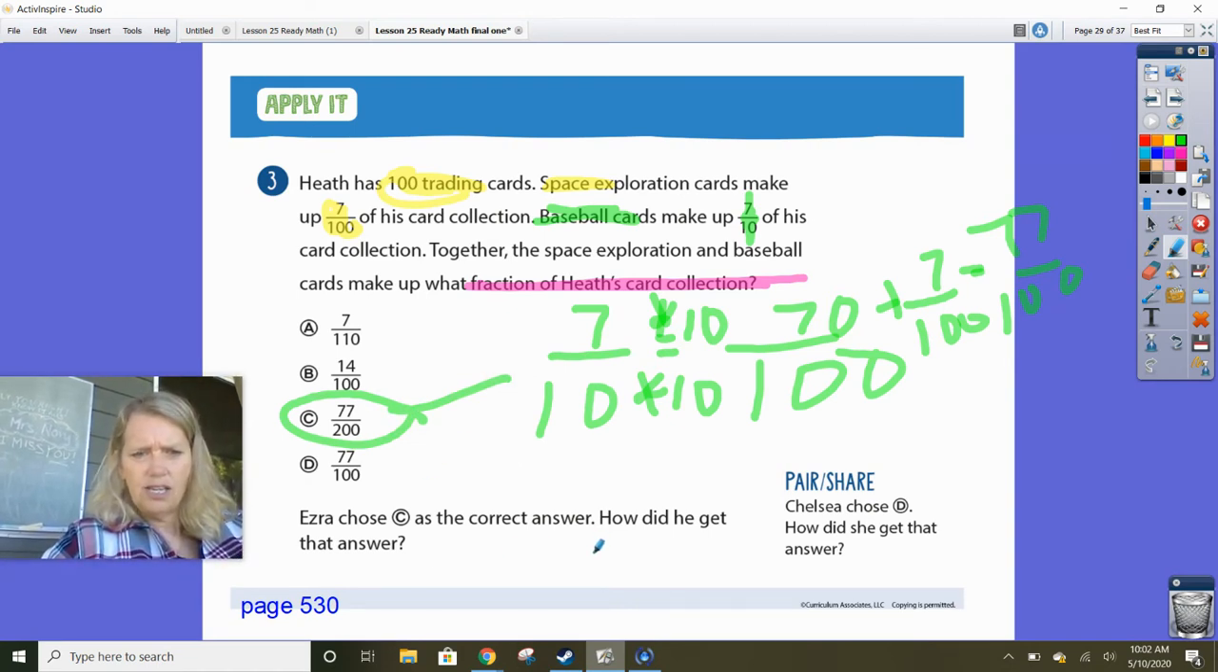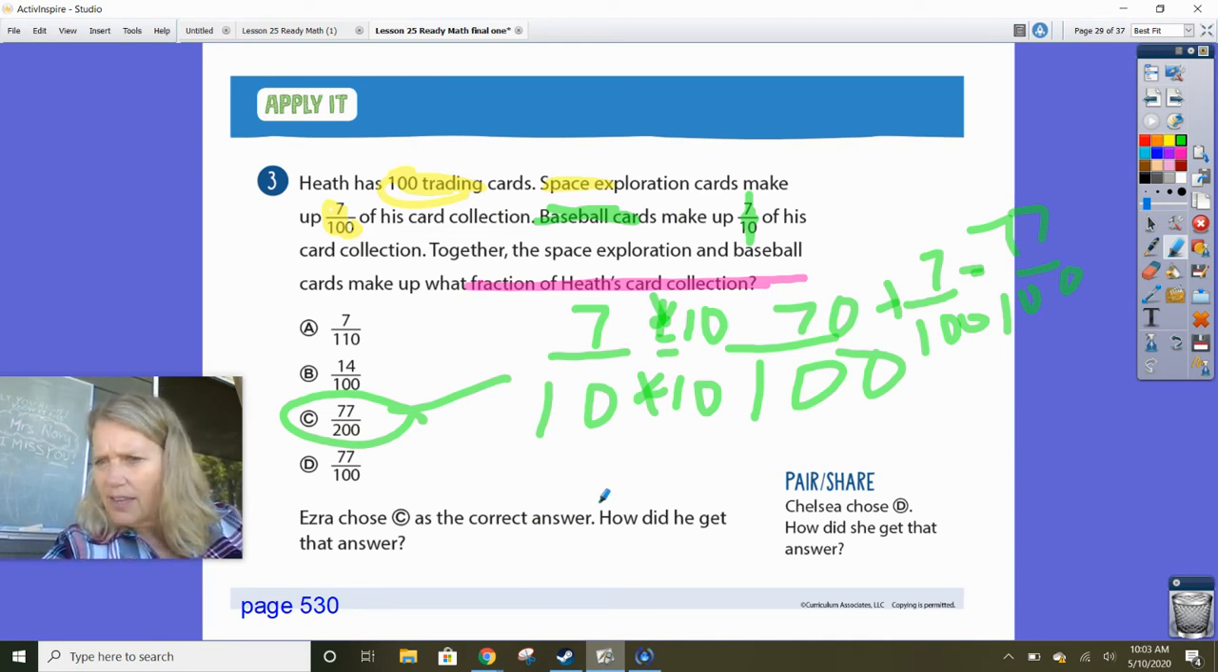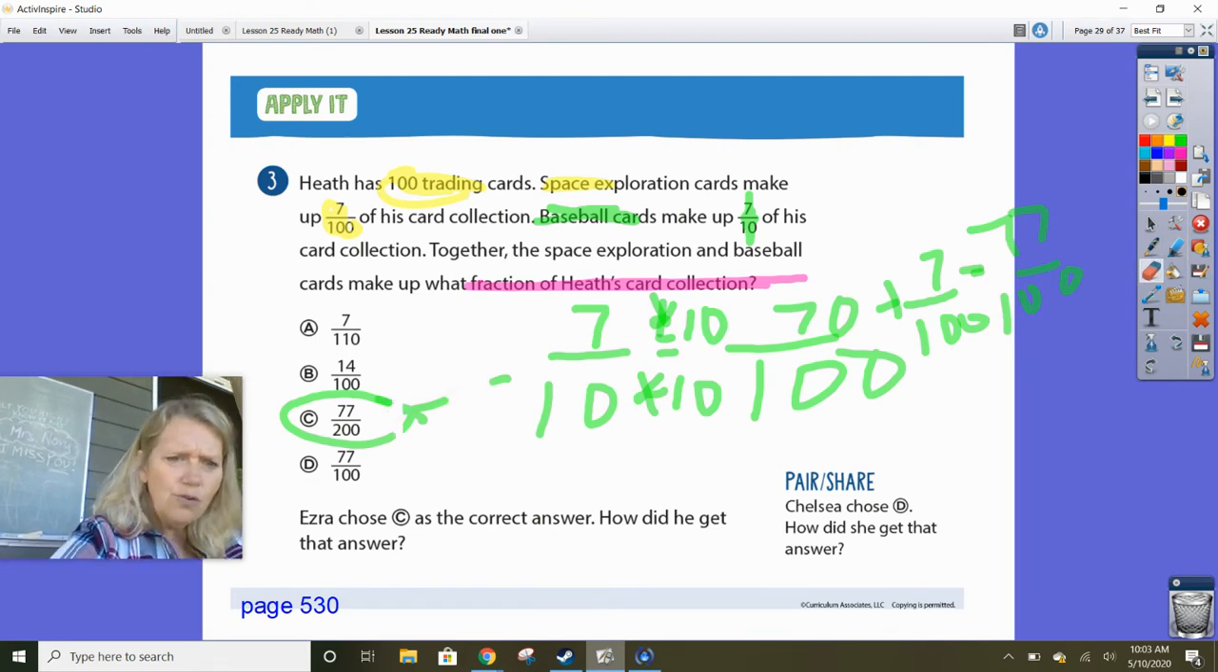How did he get that answer? Well, he must have got it the same way we did. Ezra chose C as the correct answer. How did he get that answer? Chelsea chose D. Oh, wait. Ezra, you are wrong. You got caught just like me. I jumped to that one because it was the first 77 I saw. I think that's what my brain did. Hopefully you're screaming at the screen and going, no, Mrs. Novy, you are wrong. Jeez, I am just like Ezra.